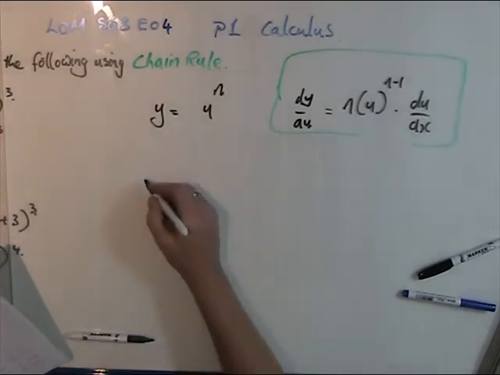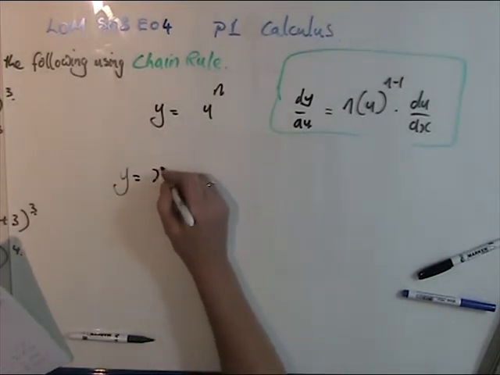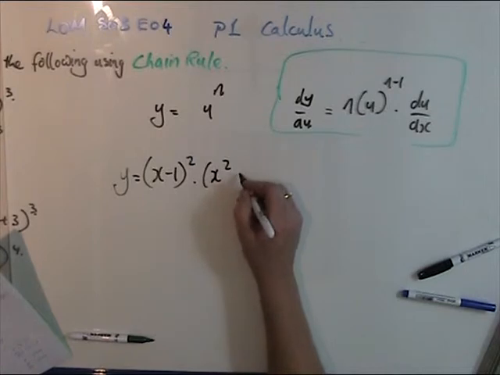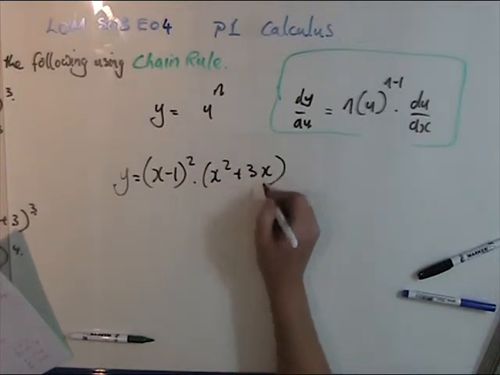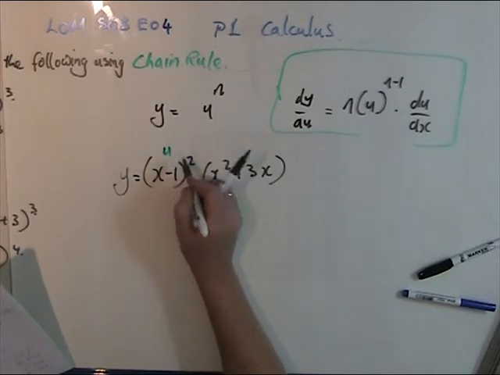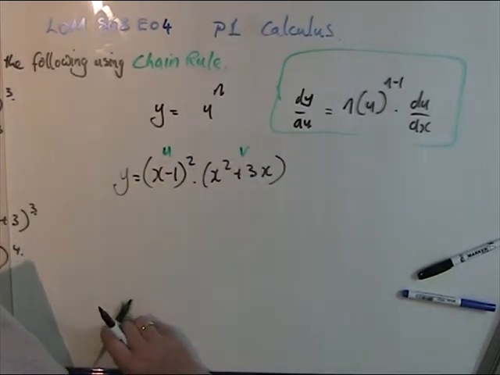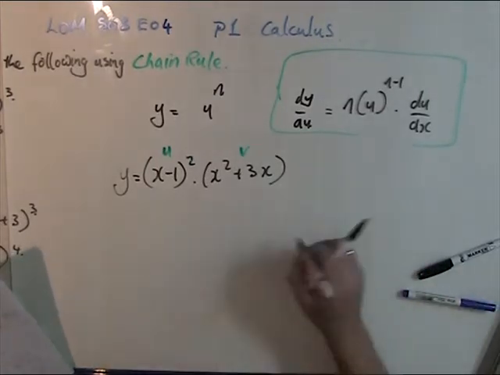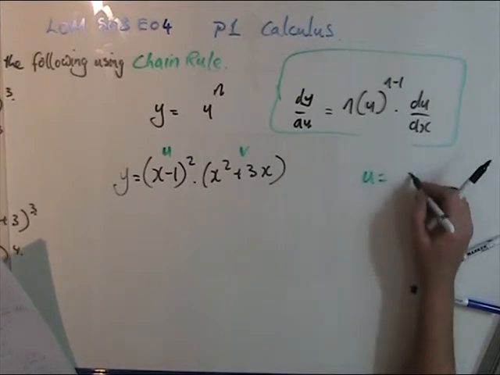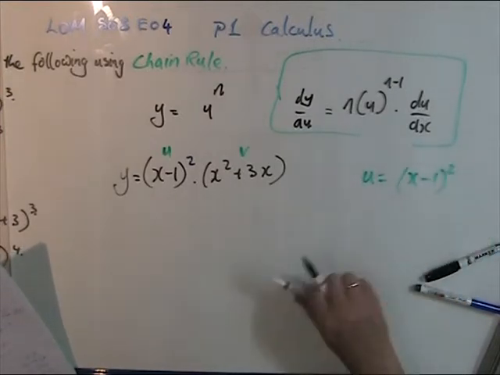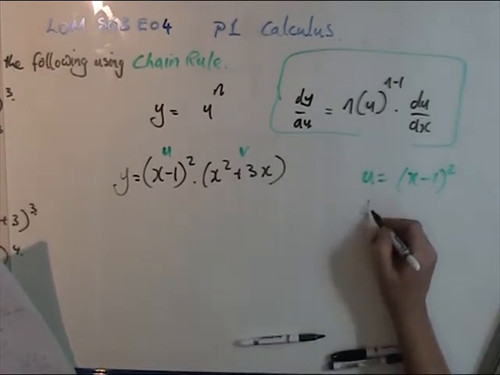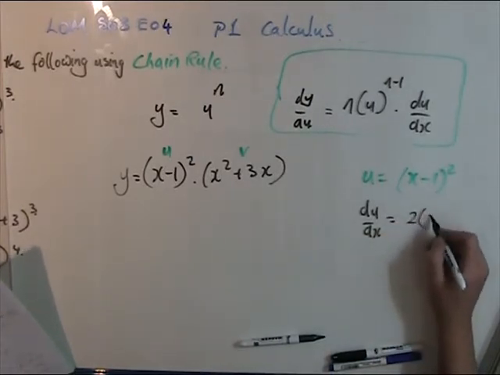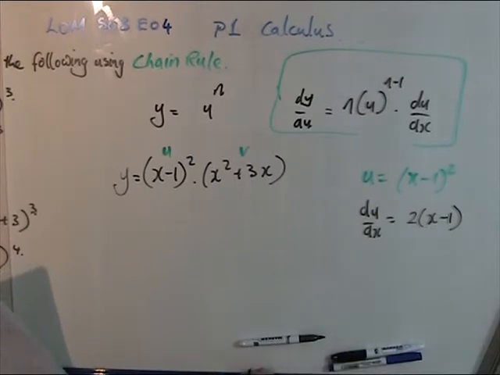A composite one now. This is different. Well, it's the same. x minus 1 squared times x squared plus 3x. Now, again, this is u and this is v. This is like a product rule. But first of all, we'll write out what u is. u is equal to, this is the way I prefer to do it, x minus 1 squared. du dx is equal to 2 times x minus 1, reduce the power by 1, and it's 1.